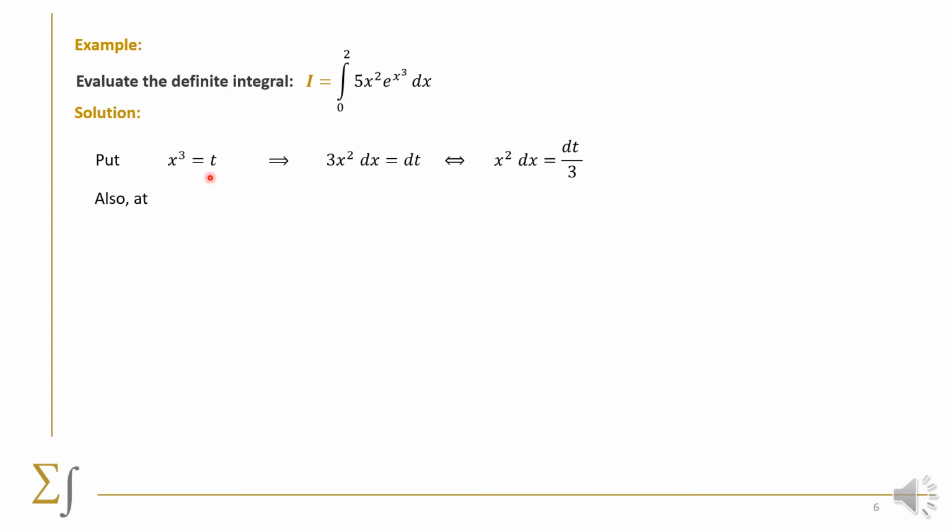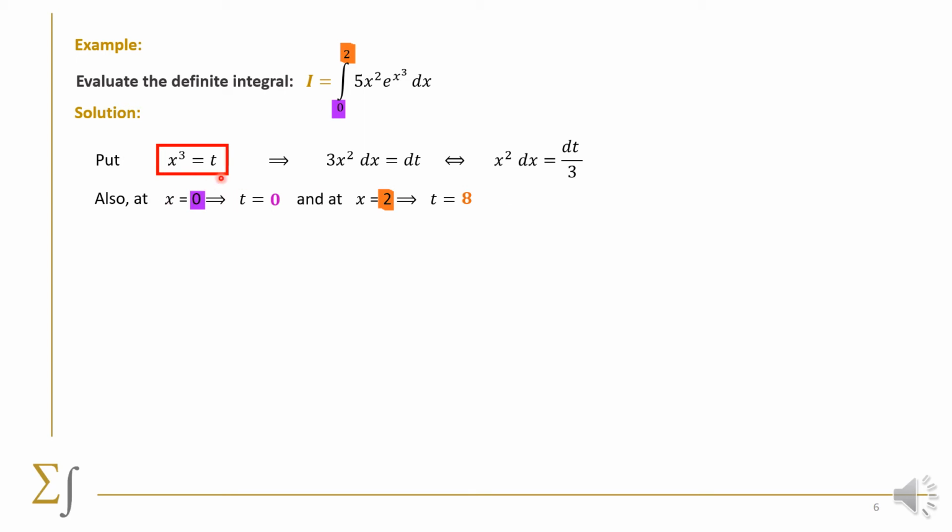For the old variable, we had that when x equals 0, what is t? We should find that the lower limit is 0 in the case of x. What is it in the case of t? It's also 0 because 0 cubed is 0. What about the upper limit? Let's see. At x equals 2, we take the 2 and cube it, so we get t equals 8. Now we make substitutions of everything we found here. The x cubed equals t, the x squared dx equals dt over 3, and also the limits from 0 to 8 for the new variable.